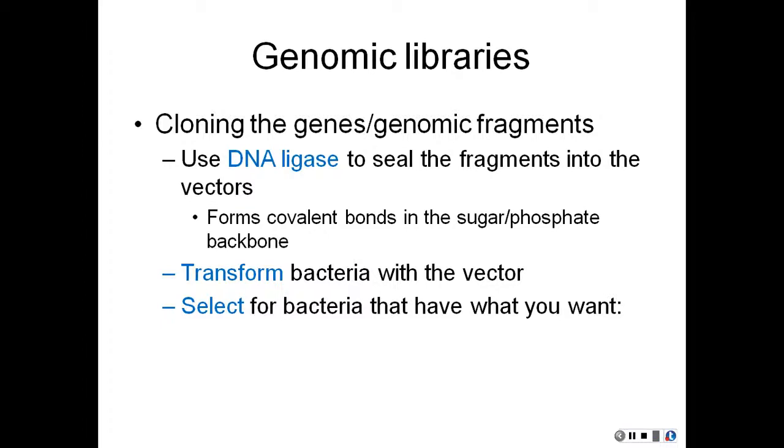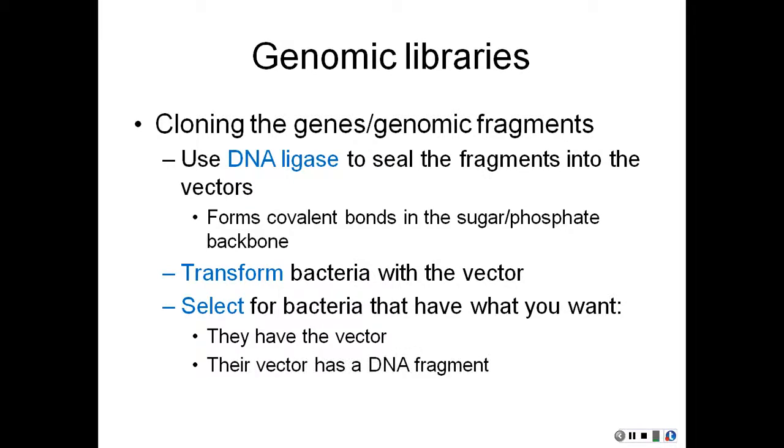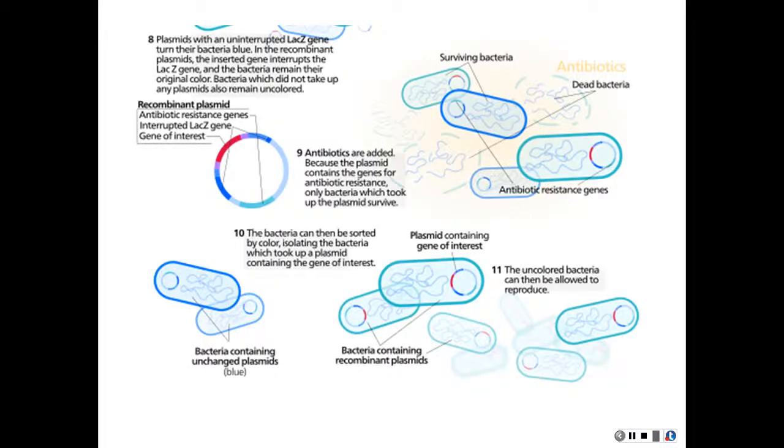Okay, so there's two things I'm going to do. I'm going to select for cells that have the vector, and I'm going to have to check somehow that their vector has the DNA fragment. So the way that I can do that is when I choose my vector, I don't just pick any plasmid. I either choose a plasmid that has certain features, or really more commonly, scientists will build a vector, and you can just buy them from a supply company.